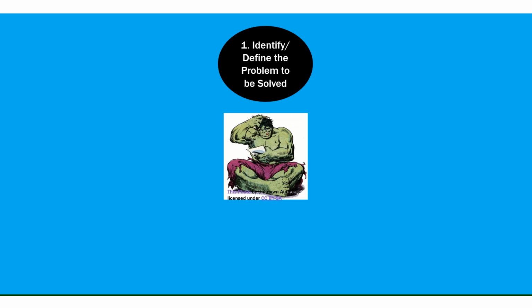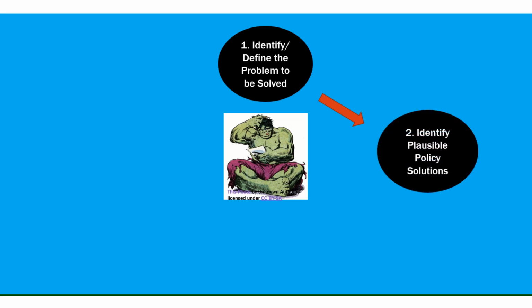So again, the first part, and I'm going to show you 4 ovals here. These are the 4 parts of the public policy development cycle. So, identifying a problem to be solved. Second is really a restatement of what I said in the previous slide: identify plausible policy solutions.